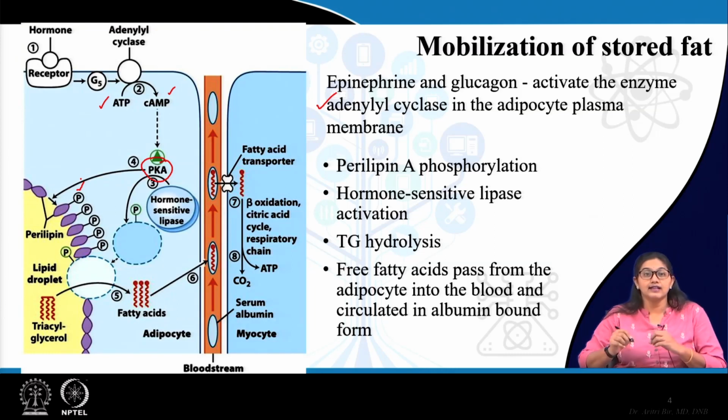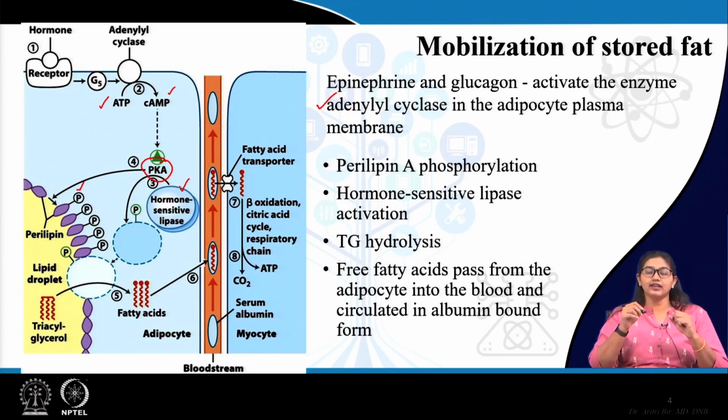Now, there is another important player, that is hormone sensitive lipase. This lipase enzyme breaks down triacylglycerol to glycerol and fatty acids. Hormone sensitive lipase here is also phosphorylated and activated by protein kinase A. Once hormone sensitive lipase is phosphorylated, it is targeted for breaking down the stored triacylglycerol in the adiposome.